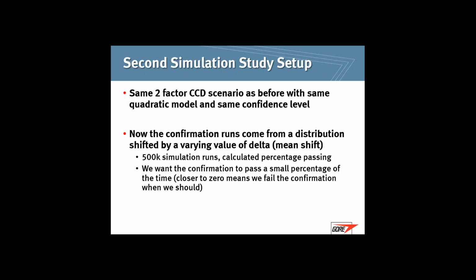The first type of study I did was a shift in the mean. If the confirmation runs were significantly lower, shifted down from where you expect them to be in terms of the model, or shifted high, then I would like my probability of passing the confirmation to be small, because that means the confirmation run is different than the DOE run. Do I detect that? Do I catch that? Ideally, the probability of passing would be close to 0, which means I'm failing when I'm supposed to.